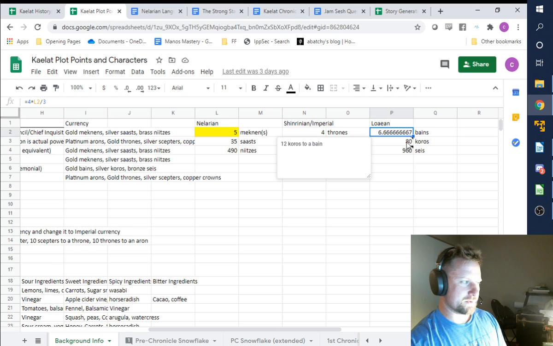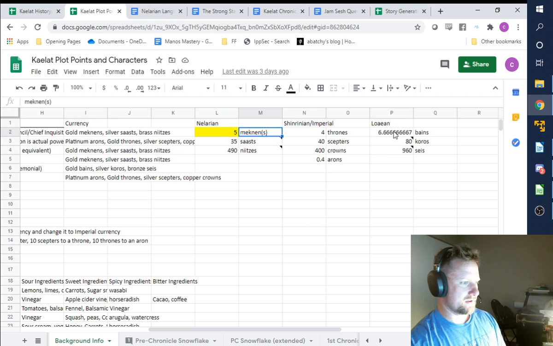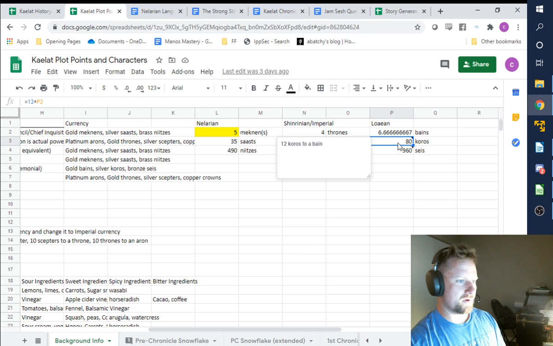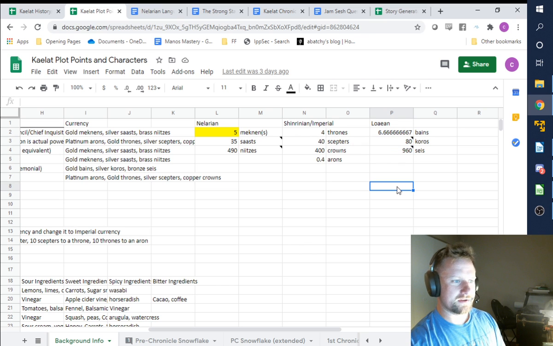And then this one is the one where it gets weird. That's 4/3 of the meknens, and then that's 12 of those and 12 of those. I kind of took some inspiration from the British monetary system before they went into cents and pounds. And then you've got currency exchanges as well.